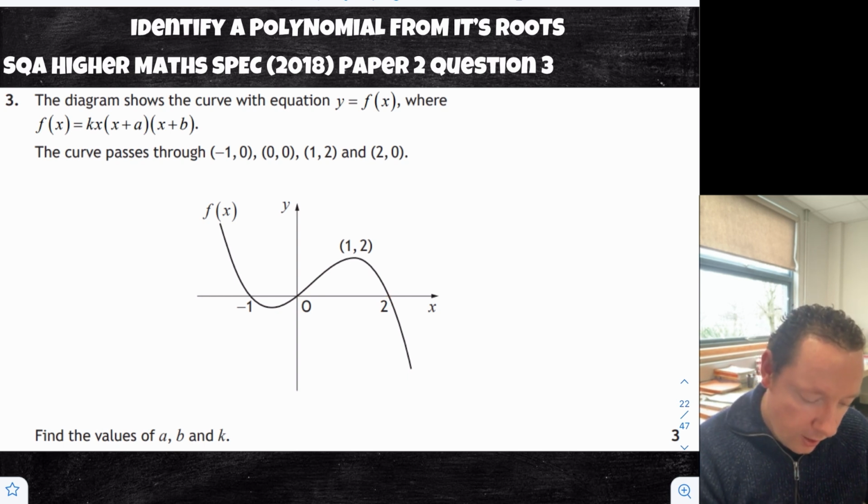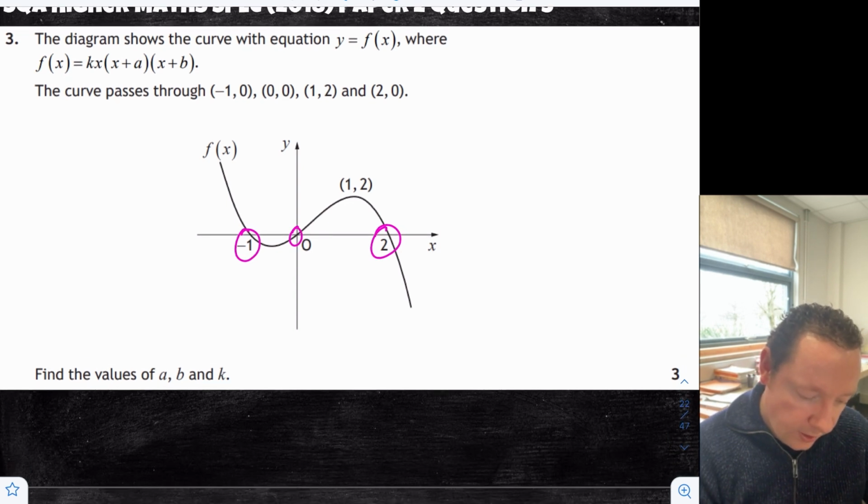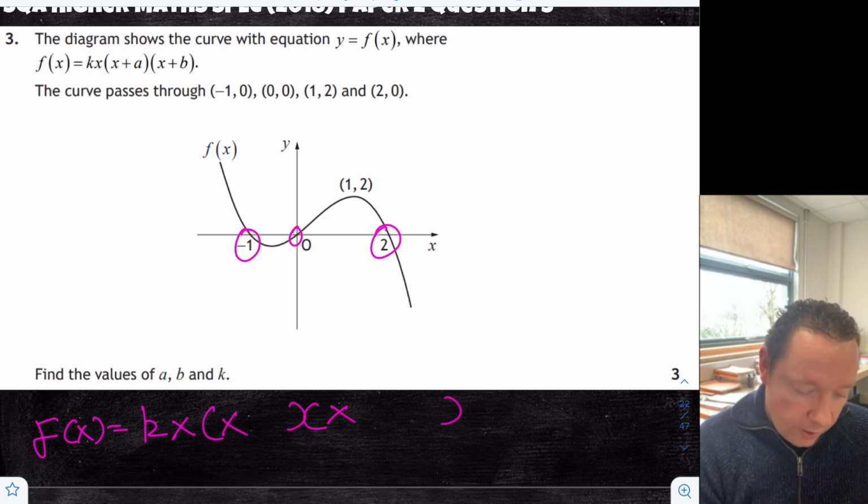So let's just highlight that. There's your first root, there's your second root, and there's your third root. So that means I can say that f of x is equal to k times x, double brackets, x and x. First number, x minus 1, so x minus 1, that becomes plus 1 then. And the second number is 2, so it's x minus 2.